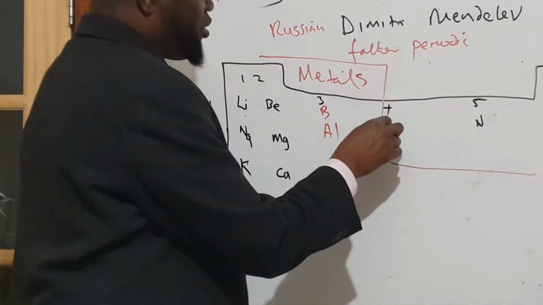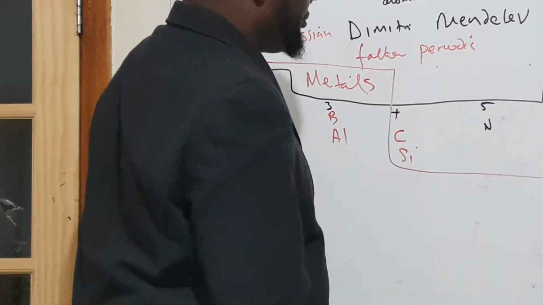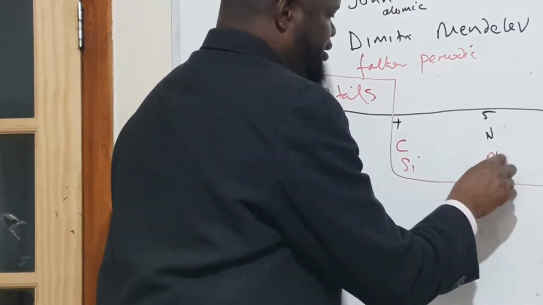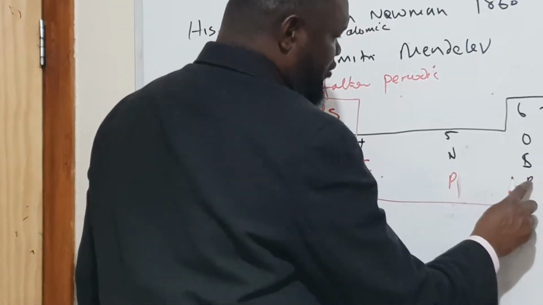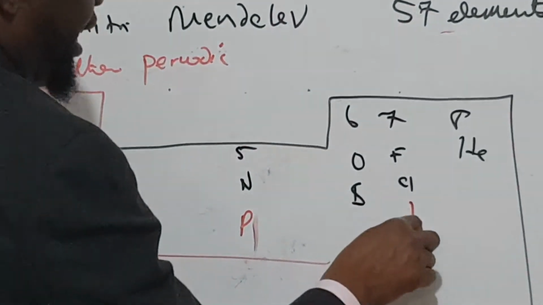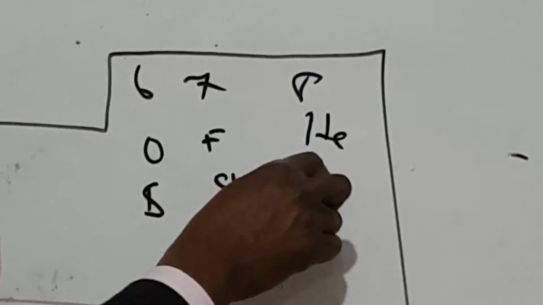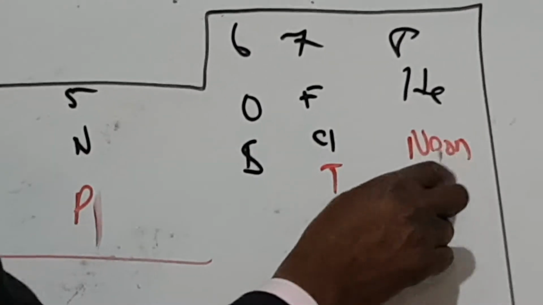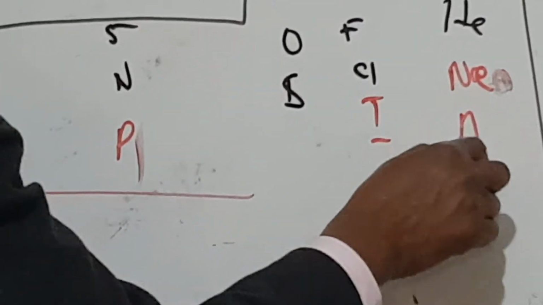Group 4 we have carbon and silicon. Group 5 we have nitrogen and phosphorus. Phosphorus is only P. Group 6 we have oxygen and sulfur. Group 7 we have fluorine, chlorine and iodine. And group 8 we have helium, neon and argon. Neon, Ne, and argon, Ar.